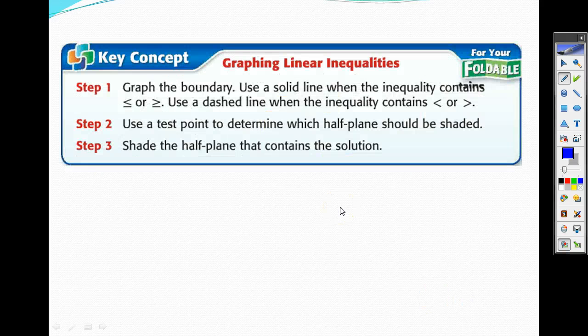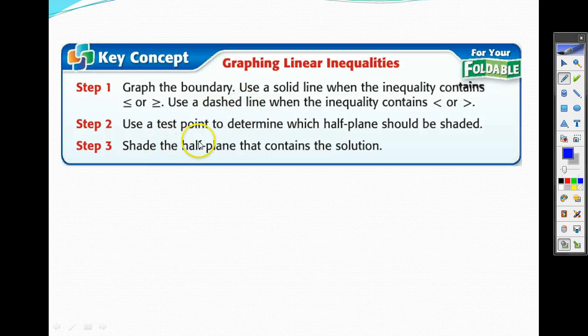Okay, so here are the 3 steps that you need to know in order to graph these linear inequalities. Step 1, graph the boundary. That means, if it has mx plus b, that's great. Just graph it as you normally would. Then you would use a solid line when the inequality contains greater than or equal to, or less than or equal to. So there's one difference: when you graph this line, it's going to have that equal sign. That means it's a solid line. If it doesn't have that equal sign below, it's going to be a dashed line, which has just dots going through.